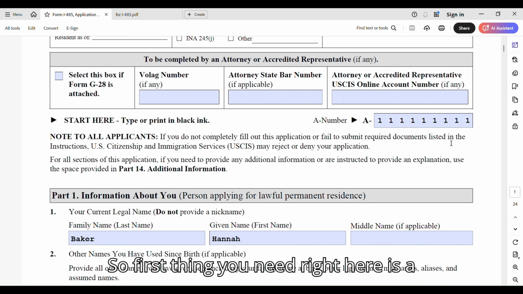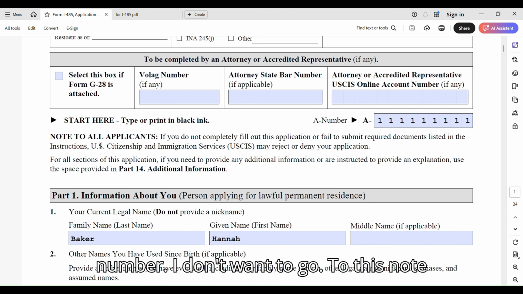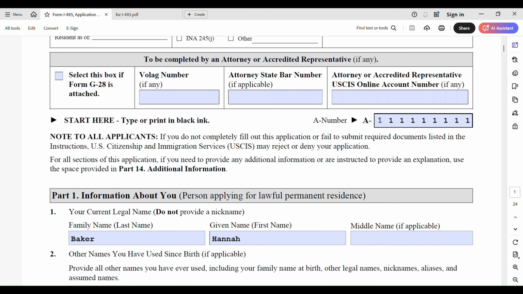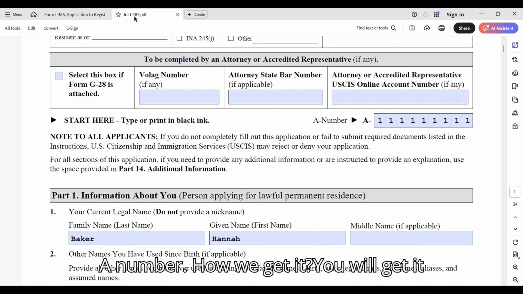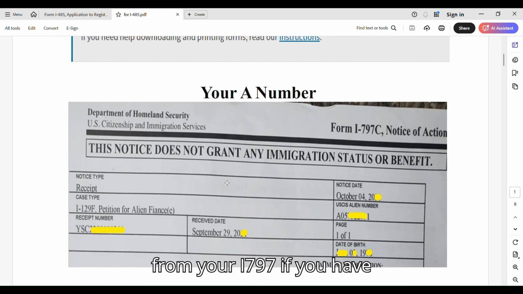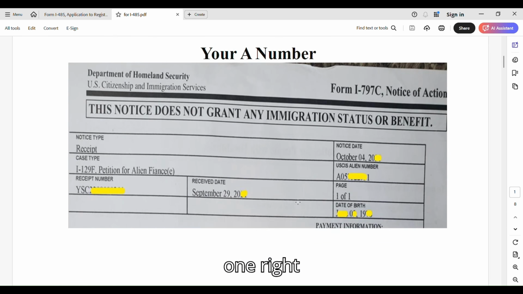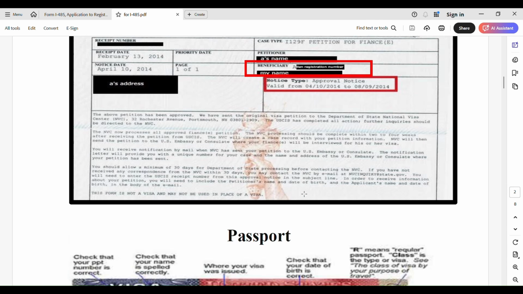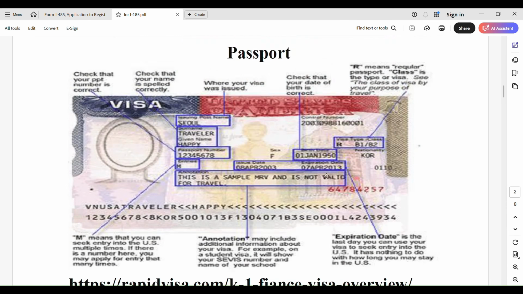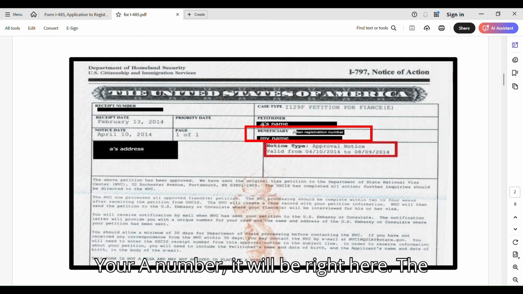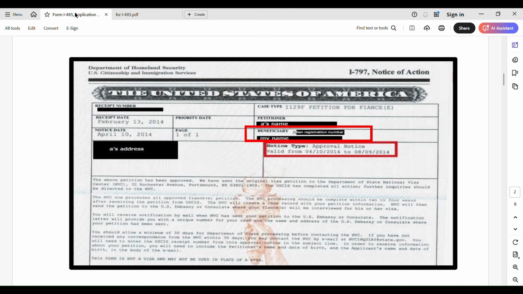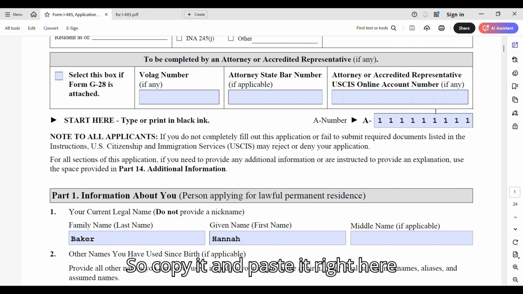So the first thing you need right here is the A number. I don't want to go to this note right here first, but first, the A number. How do we get it? You will get it from your I-797 if you have one. Your A number, the beneficiary's A number, will be right here. So copy it and paste it right here.